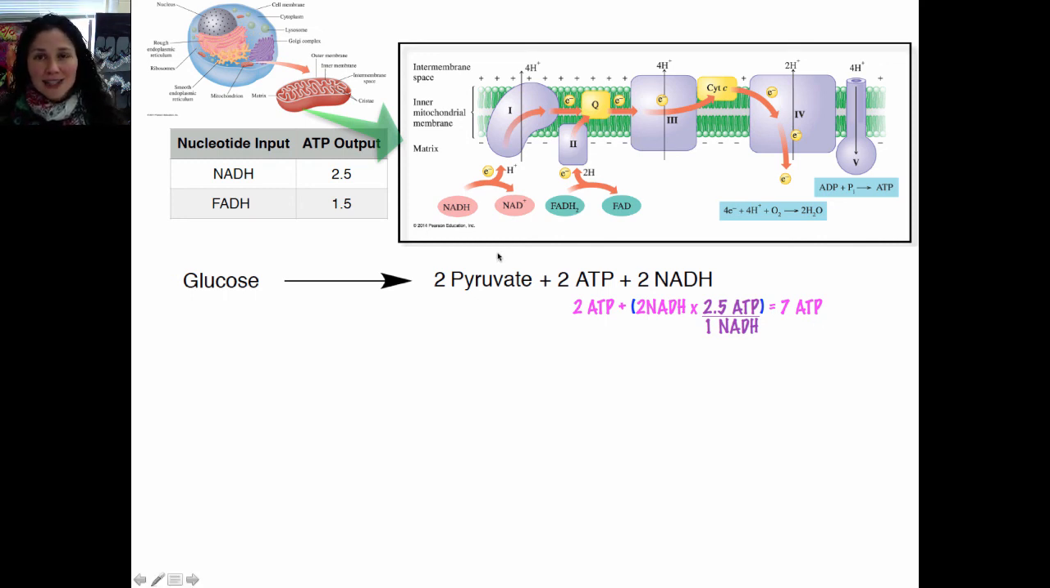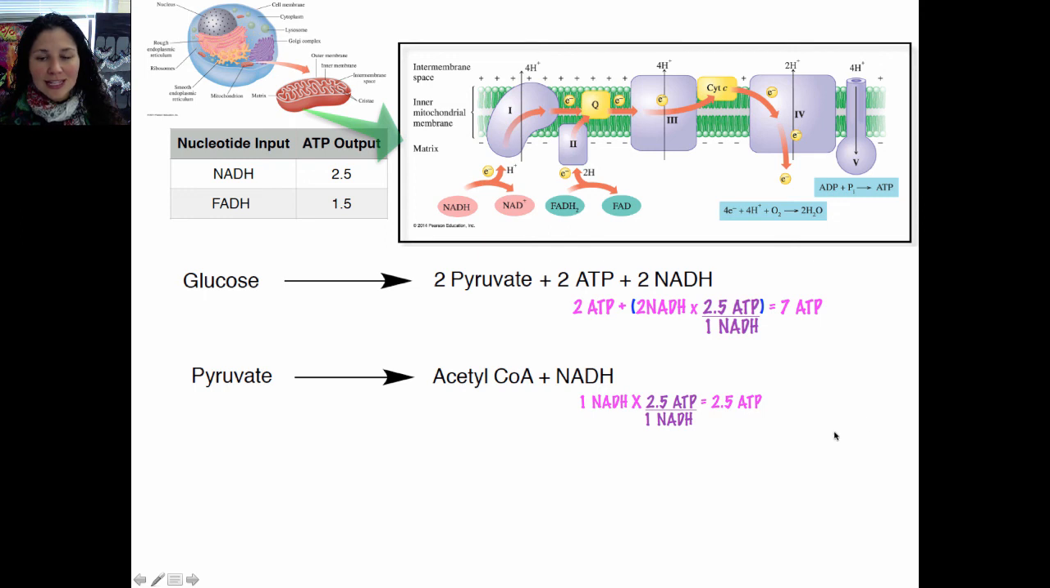This is called oxidative phosphorylation because NADH and FADH2 are oxidized in this process to phosphorylate ADP into ATP. The name oxidative phosphorylation comes from the things that are happening at the electron transport chain. You can use the same concept to do the next calculation. Pyruvate being converted into acetyl-CoA produces 1 NADH. What's the value in ATP of 1 NADH? It's 2.5.